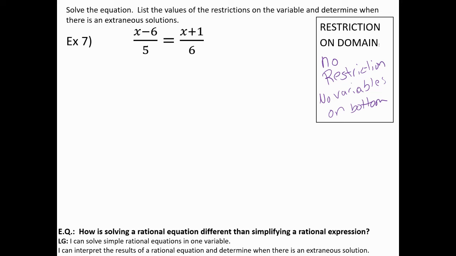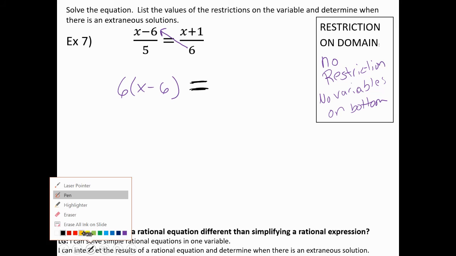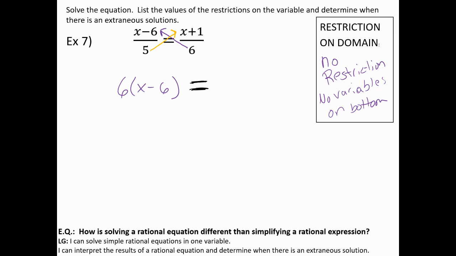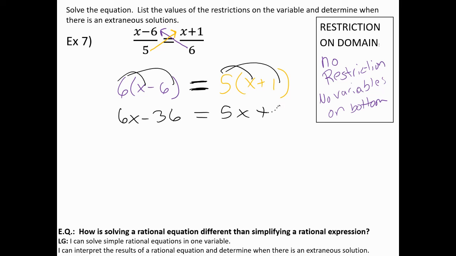We have no restrictions. All right, so now what we're going to do, since it is just a fraction equal to a fraction, we're going to set up our proportion. So we're going to multiply the 6 times the x minus 6. And don't forget to put your equal sign here. And then we're going to multiply the 5 times the x plus 1. And then hopefully your math instincts kick in. So we know we need to distribute. So it's going to be 6x minus 36 equals 5x plus 5.